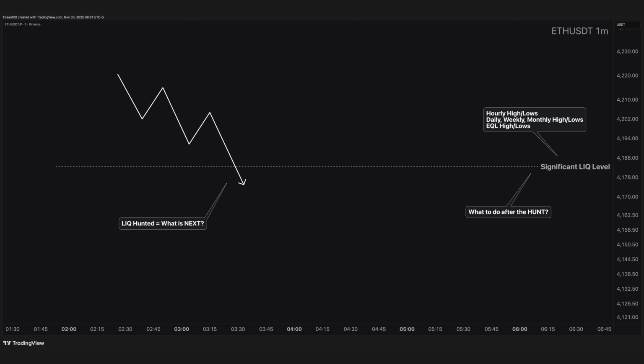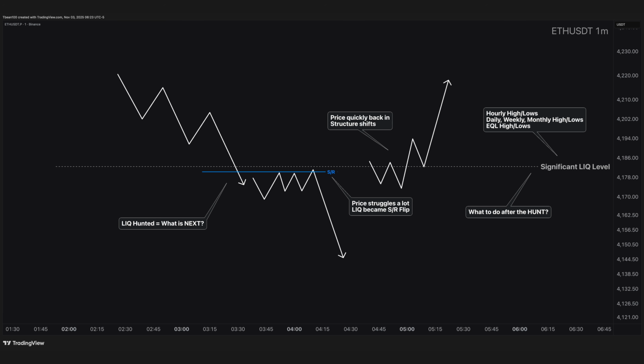For example, if the price struggles to push back up and can't make any meaningful breaks of structure, what we call a market structure break, that liquidity level often turns into a new support and resistance flip zone, and the move just keeps going on in the same direction. On the flip side, if the price jumps back in and starts breaking structures or creating new market structure breaks, that's usually a sign of a reversal forming.